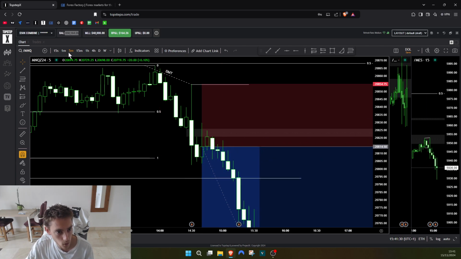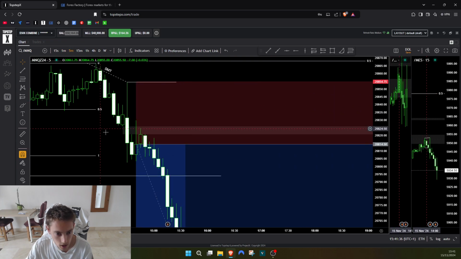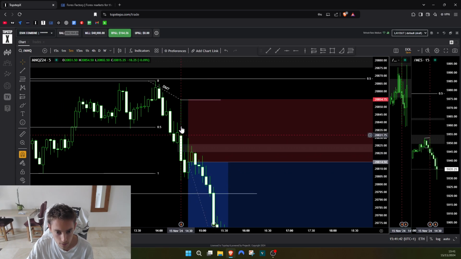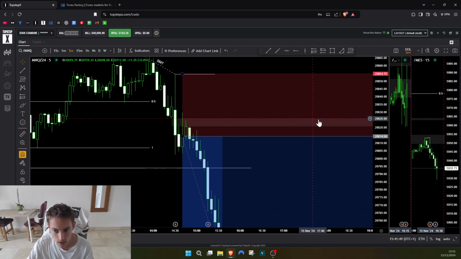So then I scaled into the 1 minute, but I didn't see a break of structure. On the 1 minute, I saw a 5 minute confirmation candle. So I entered off this candle because it looks like we were respecting this fair value gap. And then I put my stops above this candle because this was the candle that made the fair value gap, and it was above the SMT, which is nice.